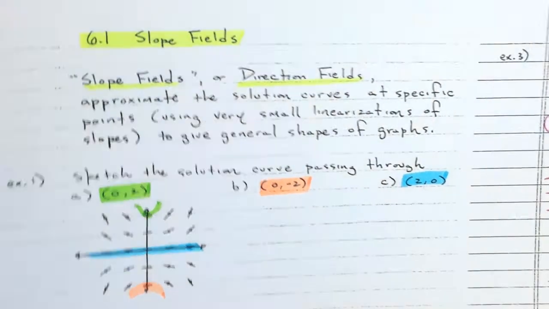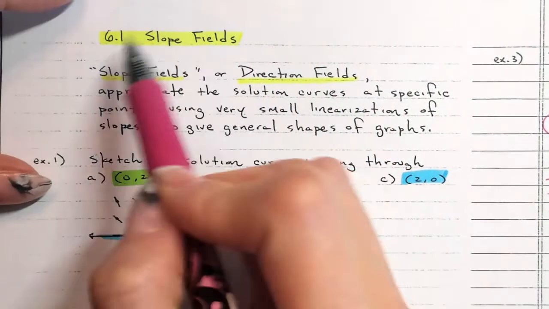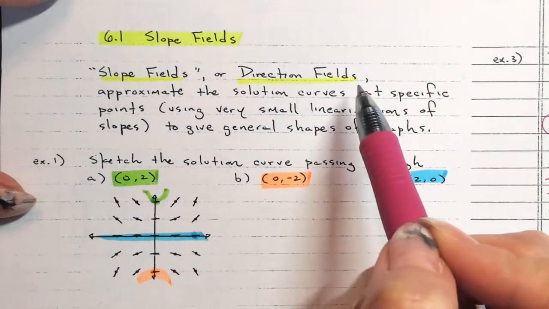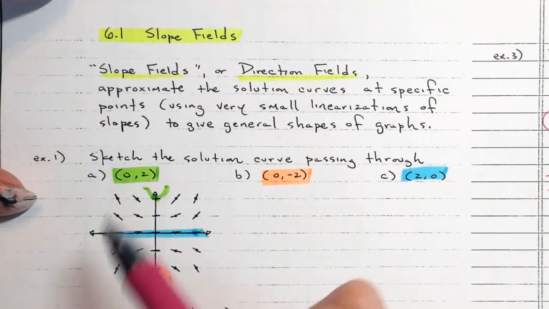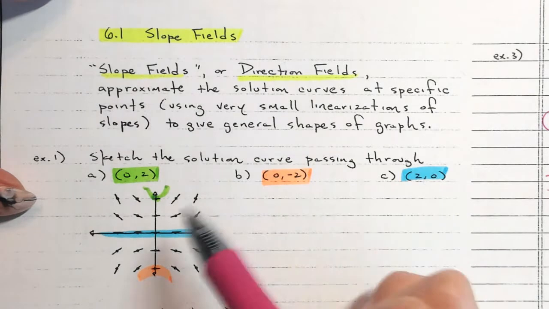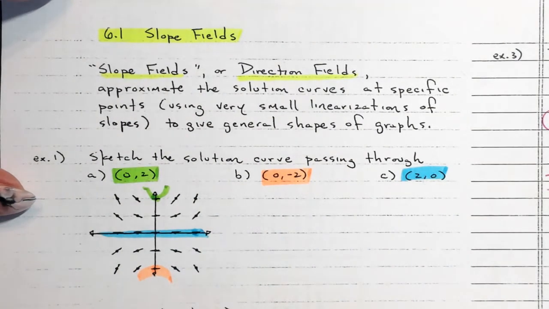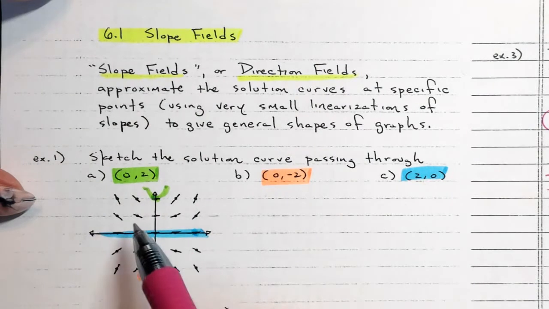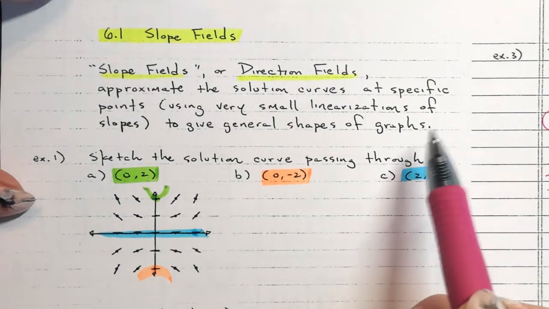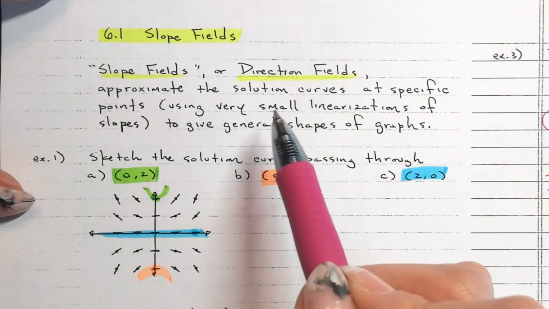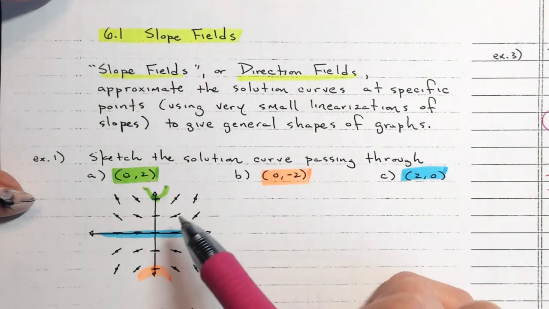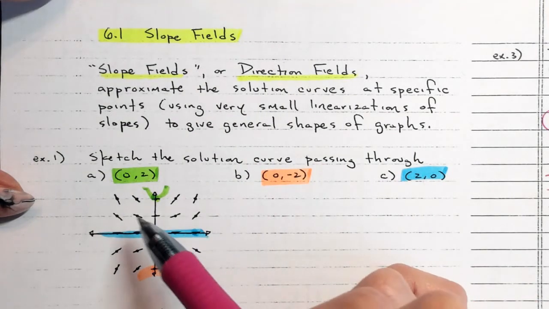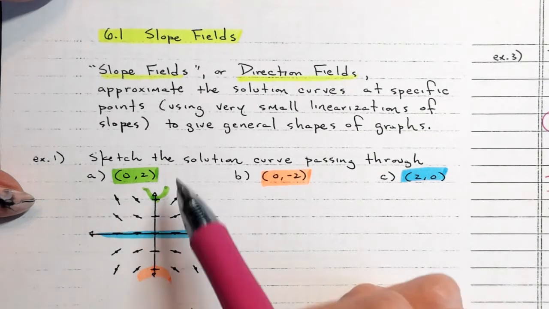Okay, so 6.1 slope fields. Slope fields or directional fields will give you some sort of general shape of what the graph is supposed to look like. Basically they're just teeny tiny slopes of the graph of y, let's say. So they're very small linearizations, small linear slopes depending on where the graph is.